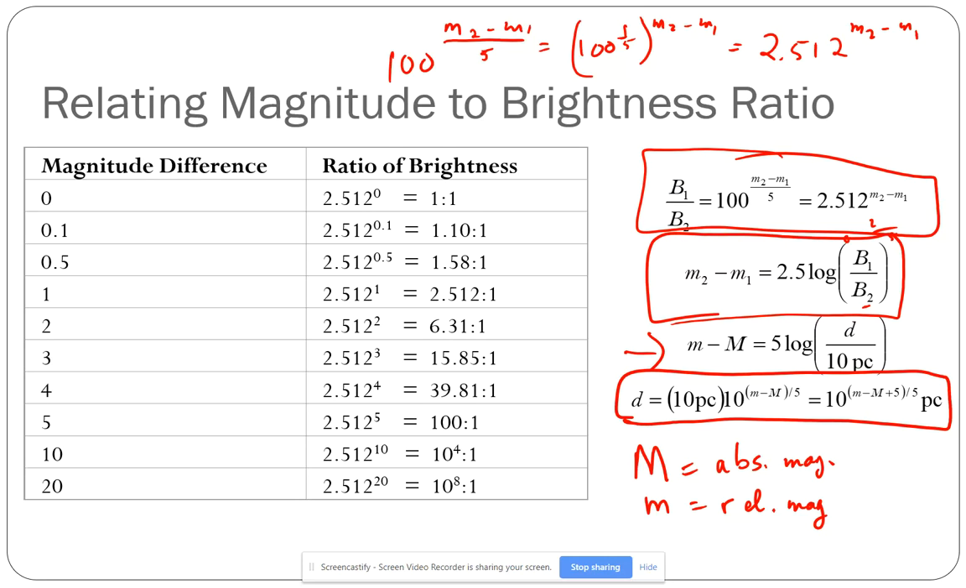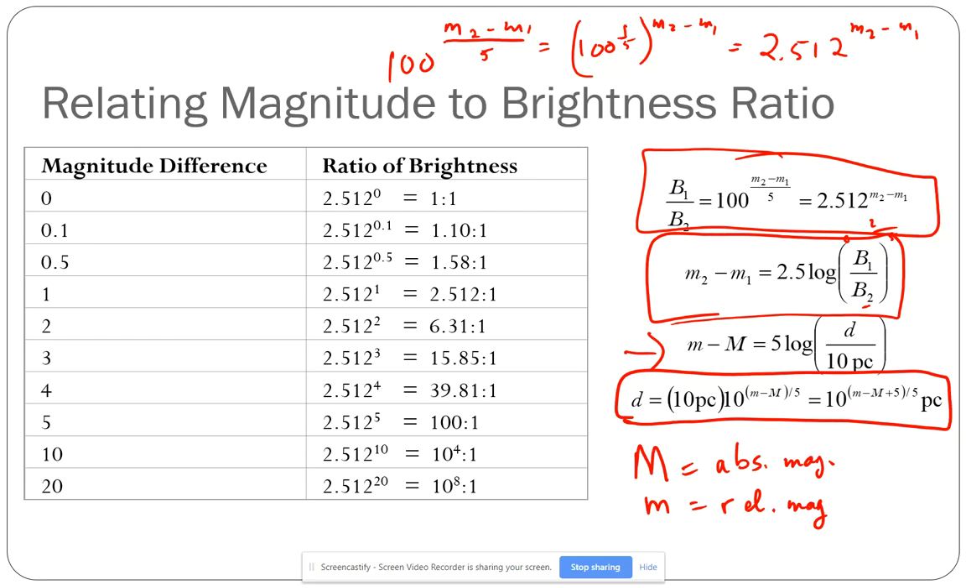See, I know M1 is 3 and M2 is 7. How do I know which one's brighter? The smaller number is always the brighter one. So when you have these, keep that in mind. And notice it's M2 minus M1 is 2.5 log of B1 over B2. So the one with the bigger magnitude, if this is a positive number, it's going to be the one that's in the denominator here.